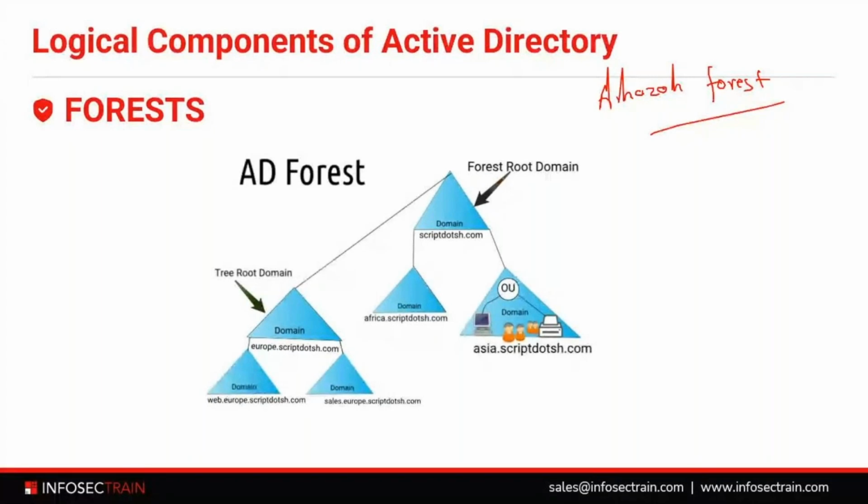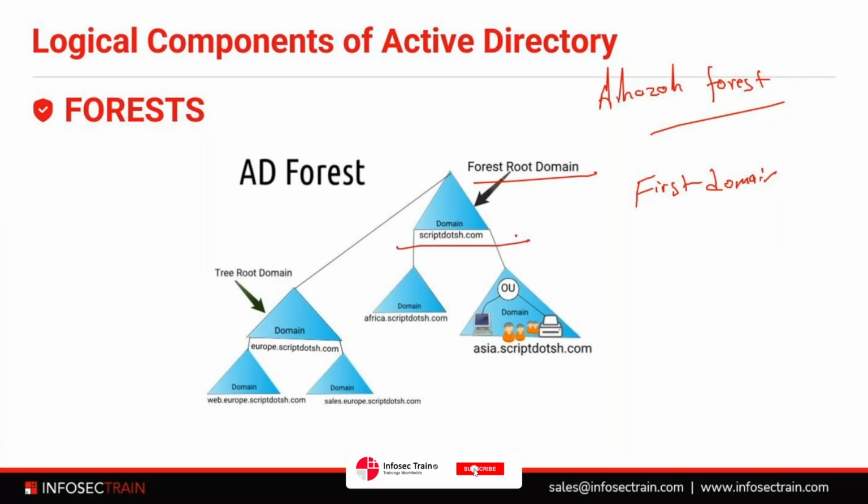Now when you create the very first domain, it will create a forest as well. The first domain is called the forest root domain, right? So here you can see the first domain which we have created, script.sh.com. That is the forest root domain. The name of the forest is this.